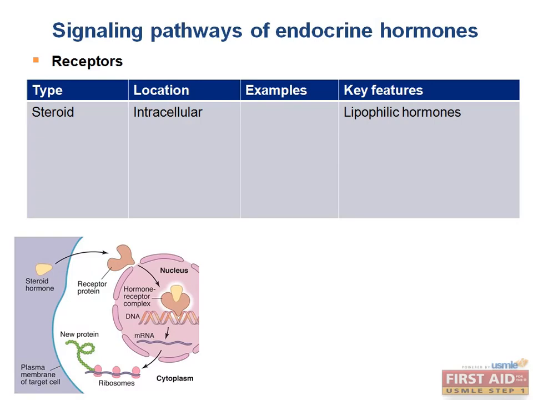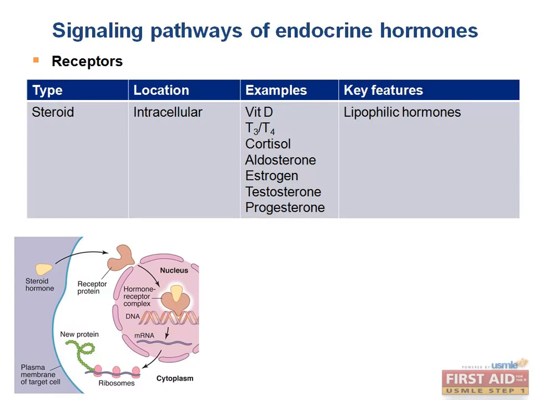Examples of hormones that use intracellular steroid receptors include vitamin D, T3, T4, as well as adrenal steroid hormones including cortisol, aldosterone, and sex hormones such as estrogen, testosterone, and progesterone.